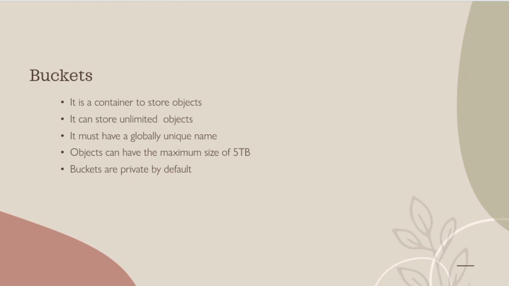The next one is buckets, and buckets play a major role in the S3 service, because if I want to store data or objects in S3, initially I need to create a bucket. Basically the bucket acts like a container to store objects, and we should give a globally unique name for that bucket, or otherwise it shows an error at the time of creating the bucket. We can store an unlimited number of objects in a single bucket, and a single object can have a maximum size of 5 terabytes, and by default the buckets are private.